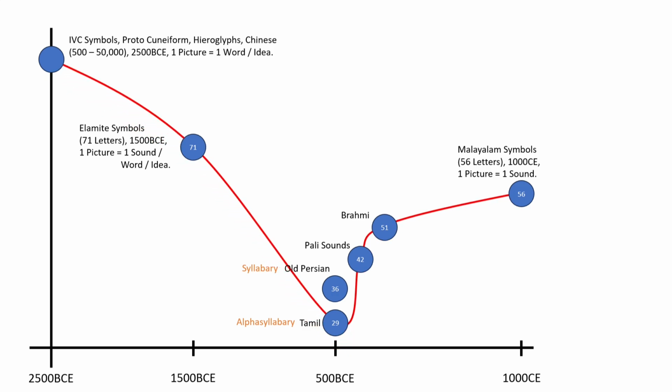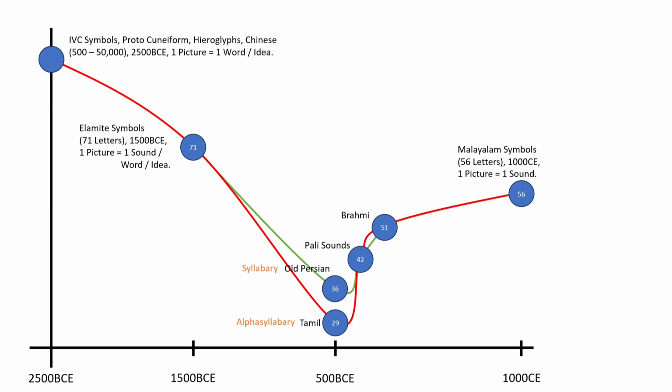So we can roughly see this was the kind of development. First it was IVC symbols with lots of symbols, then it got optimized to somewhat like Tamil, then it acquired more sounds, more sound sophistication or something like that, and increased the number of alphabets. So first there was a reduction and then there was a slight increase. Among these, Pali and Brahmi may also have been inspired by the Old Persian script, for some of the sounds.